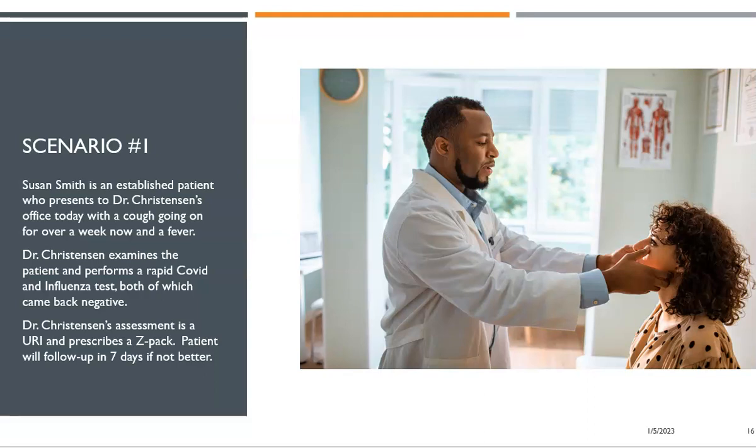So scenario one, Susan Smith is an established patient who presents to Dr. Christensen's office today with a cough, going on for over a week now, and has a fever. The doctor examines the patient and performs a rapid COVID and influenza test, both of which come back negative. Dr. Christensen's assessment is an upper respiratory infection, or a URI, and he prescribes the patient a Z-Pak, tells the patient to follow up in 7 days, if not better. So take a moment, find the code, and then we're going to look at the correct answer.